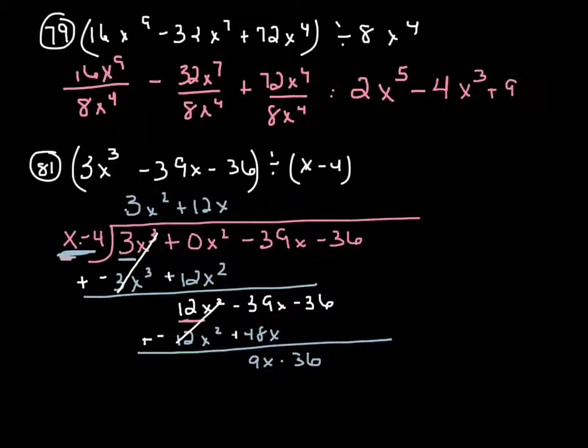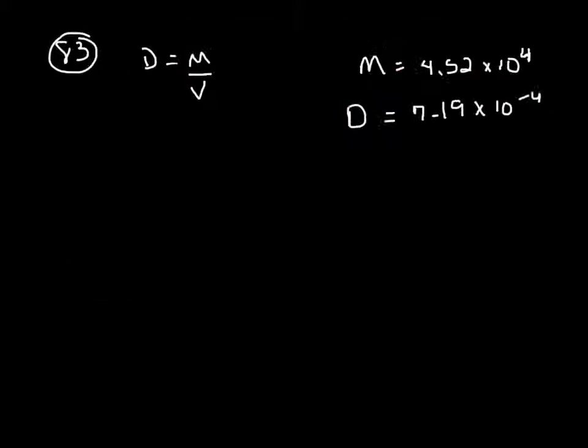And then x times what would give me 9x? That would be 9. And that would be 9x minus 36 when I multiply. Subtract or add the opposite, and everything canceled out to 0. So your final answer is 3x squared plus 12x plus 9.